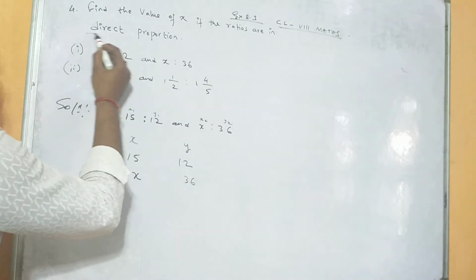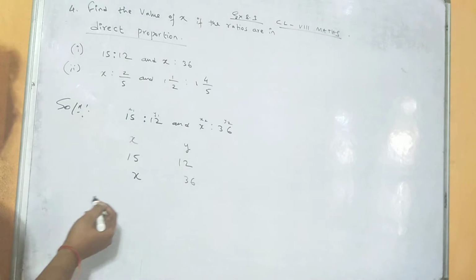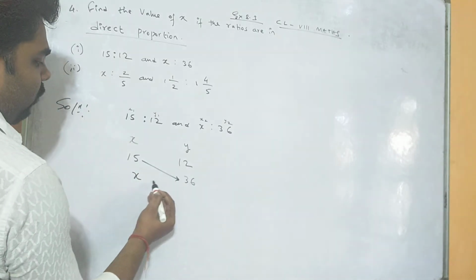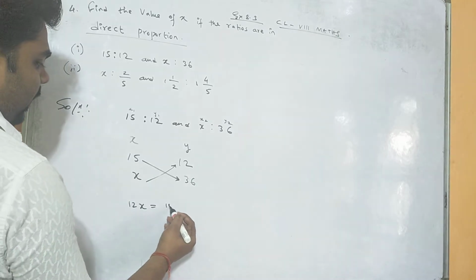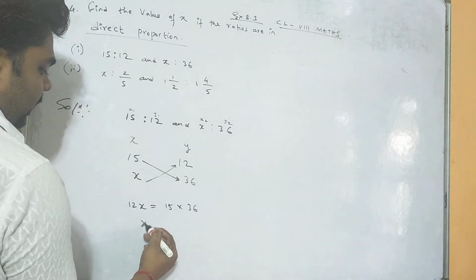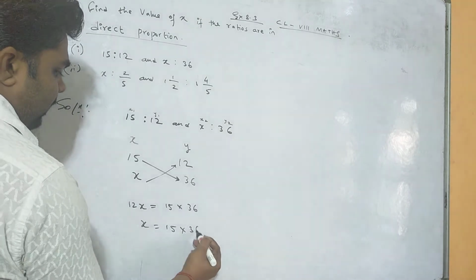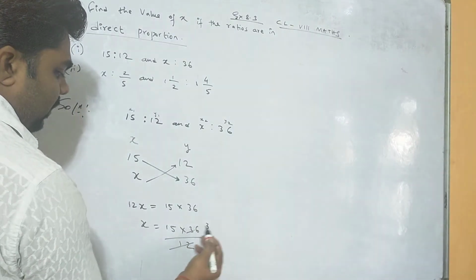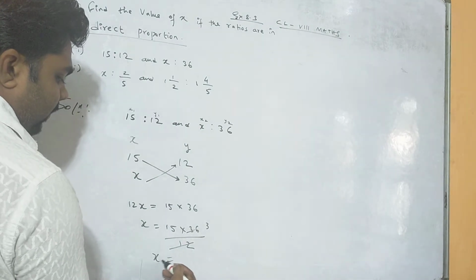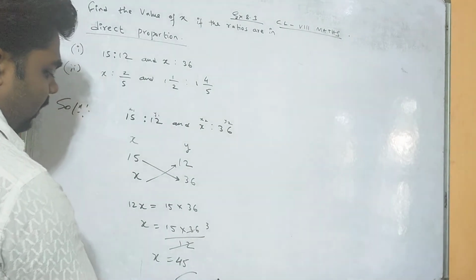Now as the question is of direct variation, last class we have seen, if it is of direct variation, then we need to cross multiply. That is 12 into x, that is 12x, and 15 into 36, that is x equals to 15 into 36 divided by 12. 12 3s are 36, right? 3 15s are 45. So the value of x is 45. This is our required answer.